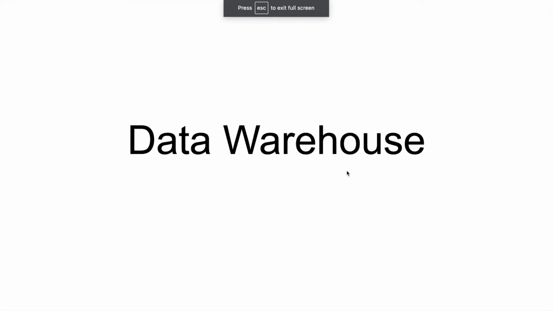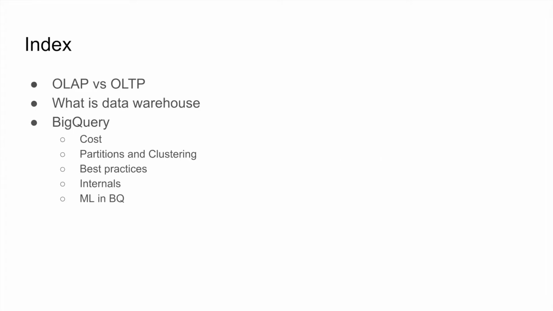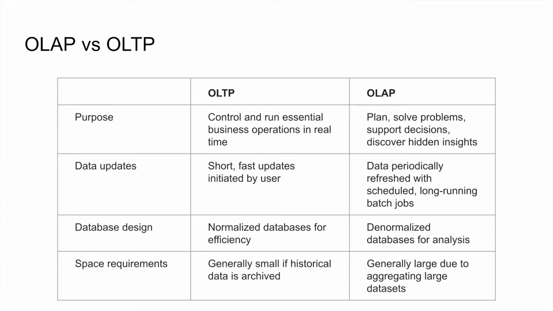Hello everyone. In today's week lecture, we are going to talk about data warehouses. We're going to use BigQuery as one of our examples, but we are going to talk about data warehouses in general also. In this video's index, we are going to talk about OLAP versus OLTP, what is a data warehouse, and look at BigQuery in perspective of cost, partitioning and clustering, some of the best practices, internals, and machine learning in BigQuery. So let's take a look at OLAP versus OLTP.